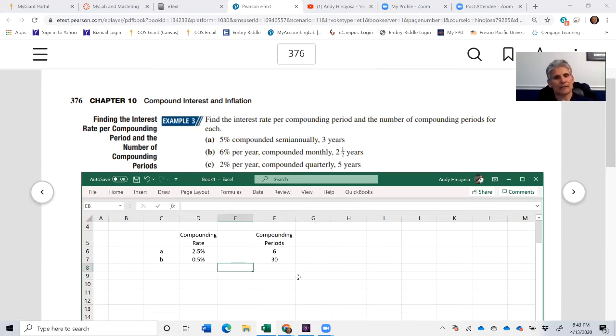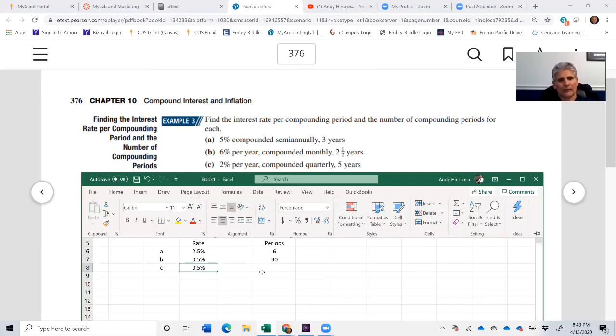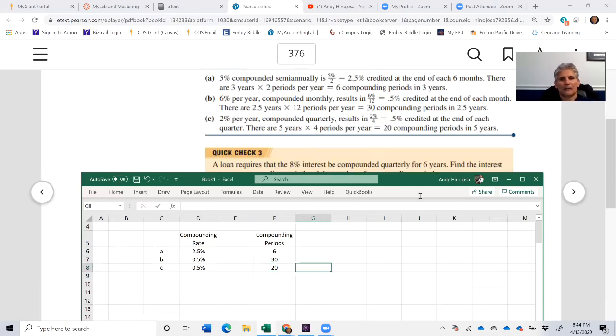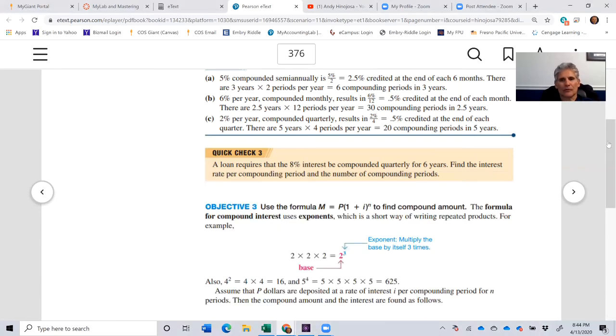For the last one, C, I think you got this now. It's 2% divided by what? Compounding quarterly, that's going to be 4. That gives you 0.5% on that. And the number of compounding periods, well, we're going to take 5, multiply it by 4, that's 20.